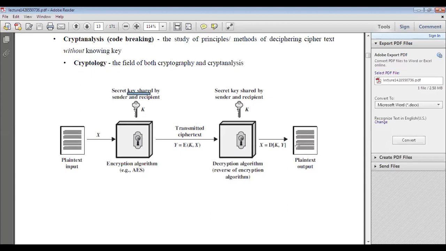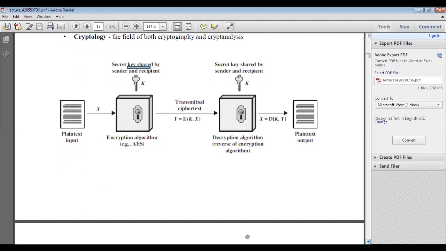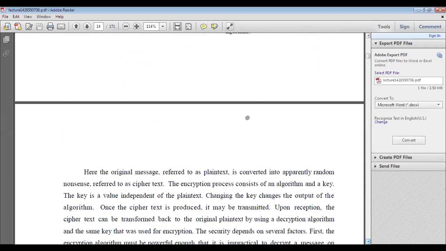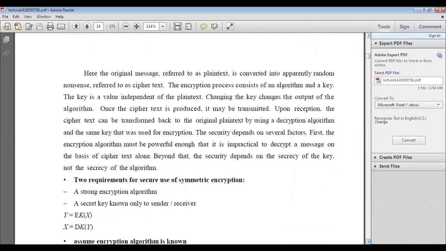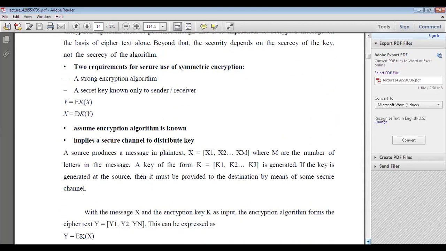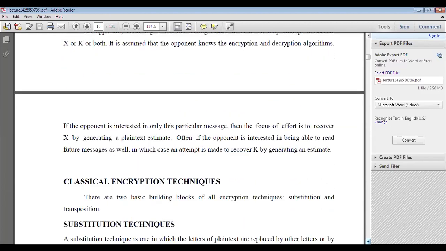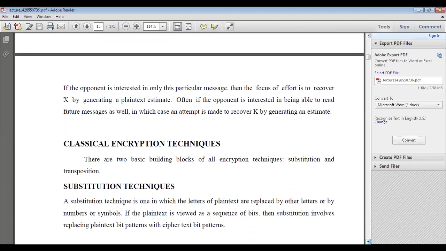This process is called cryptanalysis. By this cryptanalysis process, you convert ciphertext to plain text. So this is the entire process. Cryptography and cryptanalysis together are also called cryptology. Already you have discussed this. This is the encryption process and decryption process. When we discuss the second unit, we will discuss it again.